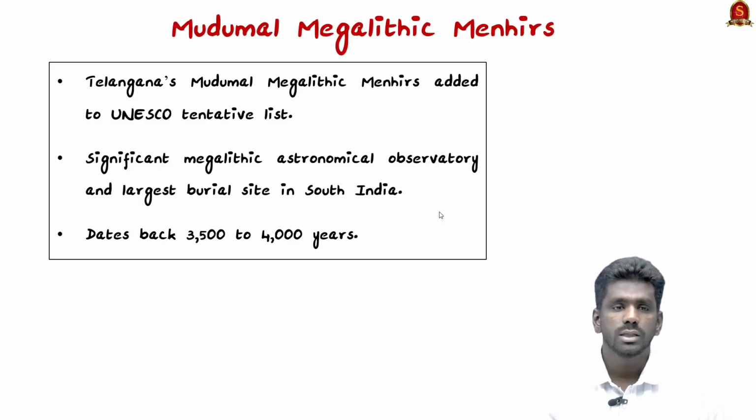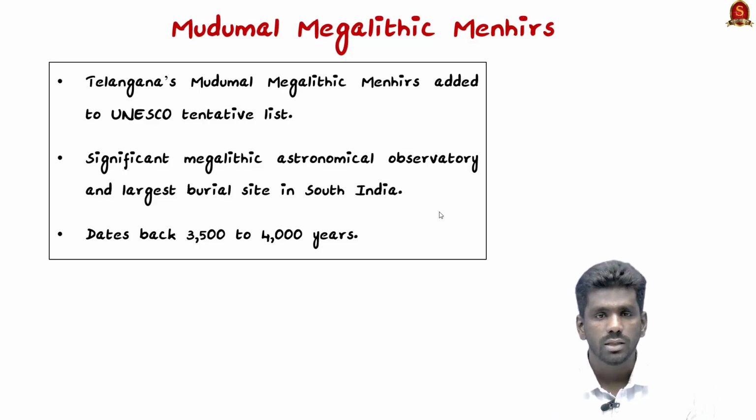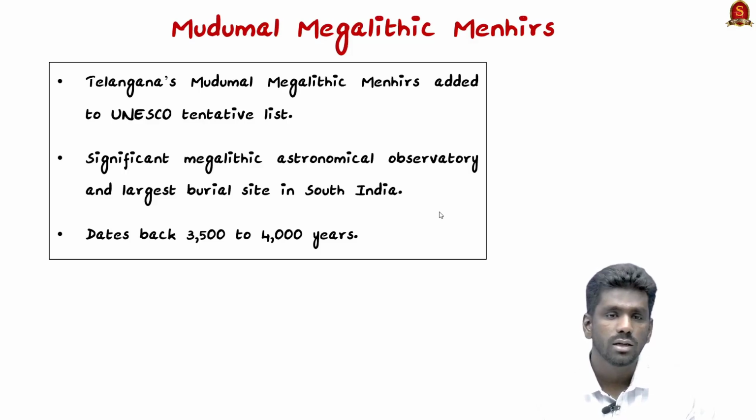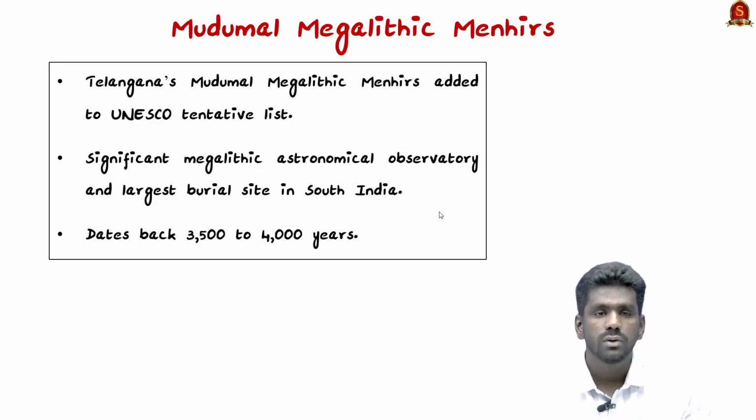Here we are going to discuss the Mudumal megalithic menhirs, which are located in the state of Telangana. This was recently seen in the news because it was added to India's tentative list of UNESCO World Heritage Sites. This site is significant not only for its historical value but also for its unique archaeological features. So in this context we are going to discuss the Mudumal megalithic menhirs, which are added to the tentative list of UNESCO World Heritage Sites.